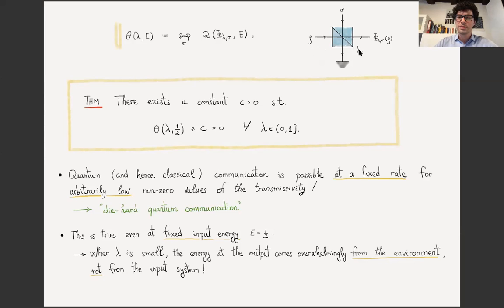And this also implies that since your energy is fixed and transmissivity is small, the energy at the output system comes overwhelmingly from the environment, and just a very small fraction comes from your state. It turns out that the energy of the environment state needed to have positive quantum capacity is very large. So you get a state that is very bright, and almost all of the photons come from the environment, and just very few from your state. But still, you're able to filter all noise out, and to recover a non-zero quantum communication. And that, to me, was quite surprising.